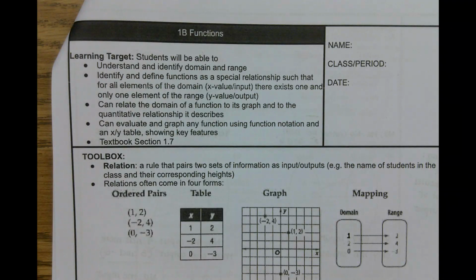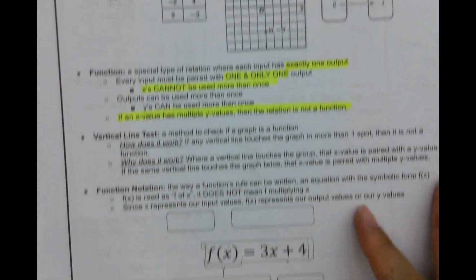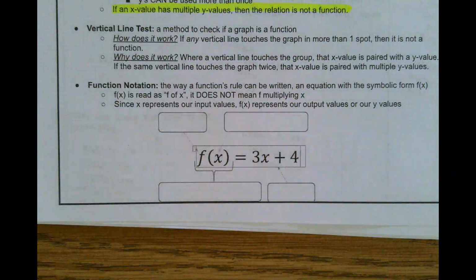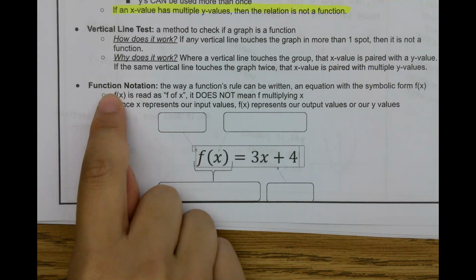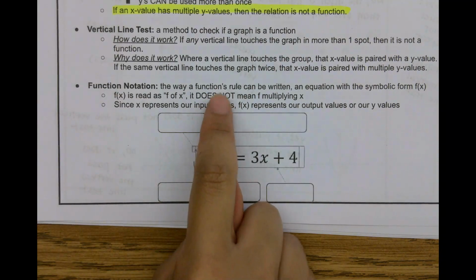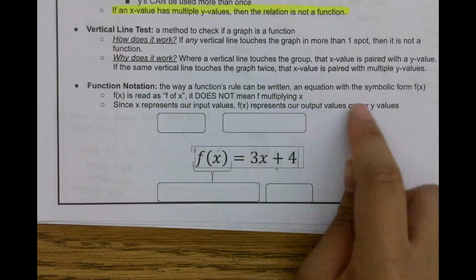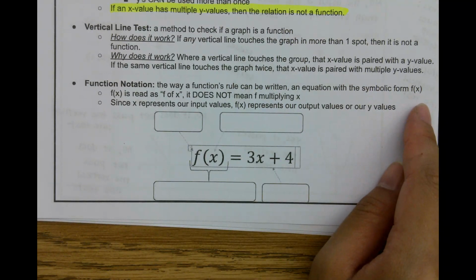So we're going to go to the bottom part of our toolbox. If you just ease the paper up to the bottom part of the toolbox, you'll see that we talk about function notation. So what is function notation? Let's read it together. Function notation is the way that a function's rule is written. It's an equation with the symbolic form f of x, where f and then parentheses x.